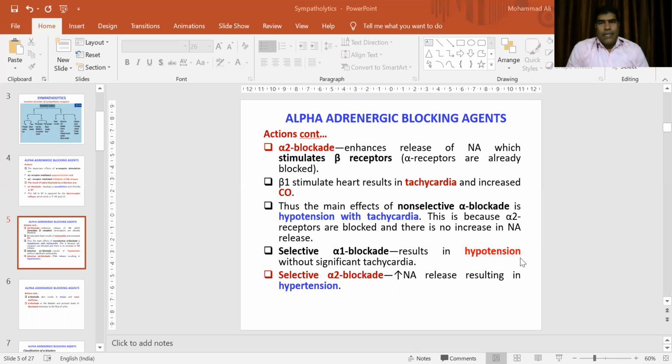Alpha 2 blockade enhances release of noradrenaline, which stimulates beta receptors, where alpha receptors are already blocked. Beta 1 stimulation results in tachycardia and increased cardiac output. Thus, the main effect of non-selective alpha blockade is hypotension with tachycardia. This is because alpha 2 receptors are blocked and there is an increase in noradrenaline.